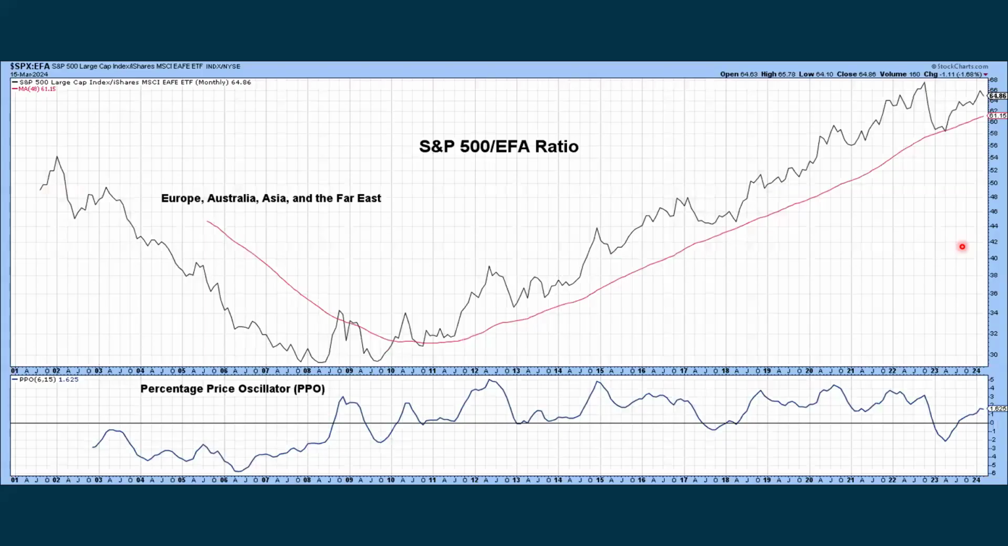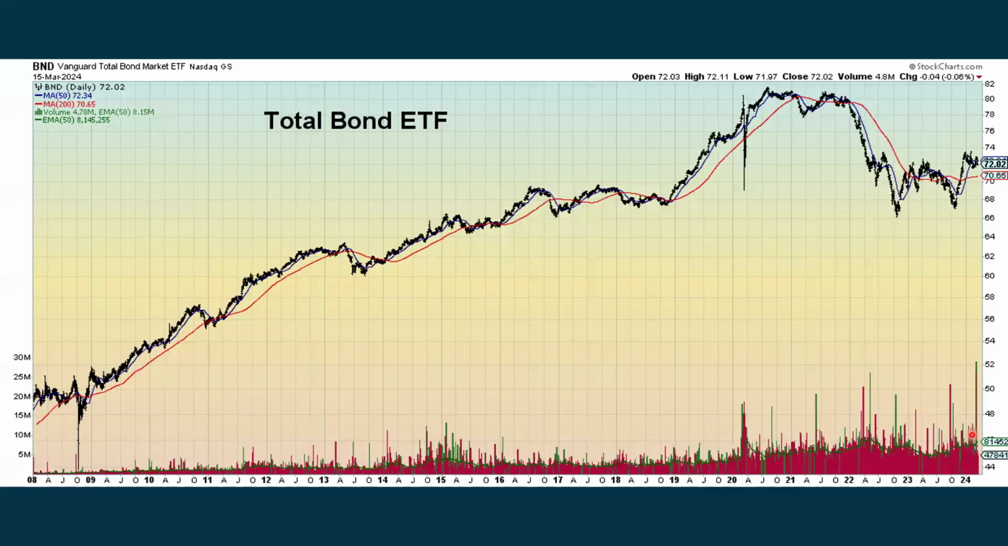Then we look at the S&P 500 and we do a ratio with stocks in Europe, Australia, Asia, and the Far East. The line that you see here is that ratio. And when it's above the red line, that means that the S&P is outperforming the rest of the world. And the red line itself is going up. And we can look at the momentum of this ratio down on the bottom by looking at the PPO. And we're flattening out a little bit here, but we're still above zero and for the most part have been advancing.